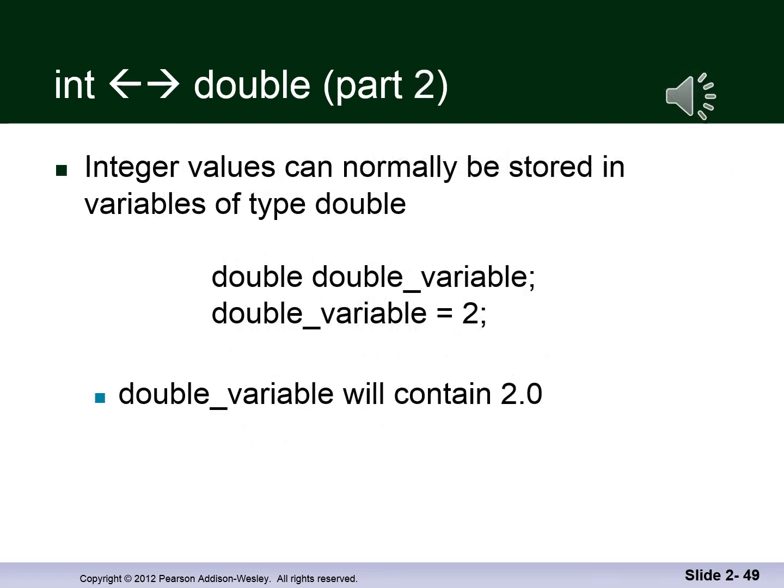The inverse typically works, though. It's not good form, but it does work. So in this example, we declare a double variable called double variable, no pun intended, and then we assign an initial value of 2. That double variable will actually contain 2.0.